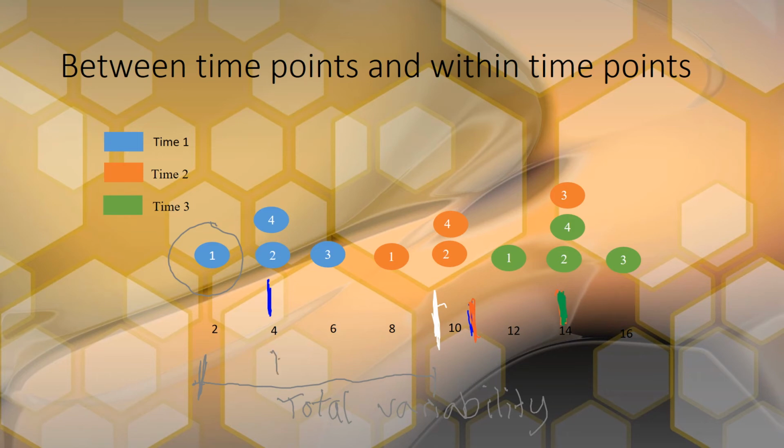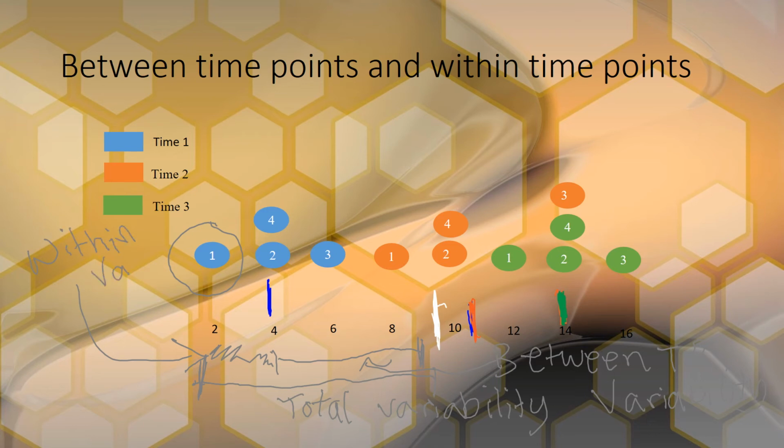Or this much of it, a good portion of it, is explained by the between time points variability, or TB. And what's left over here, this part, that is the within variability. So that is the within time point variability. And so this should be kind of a review.